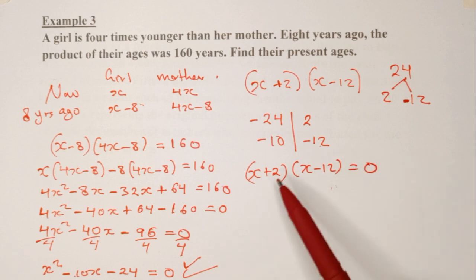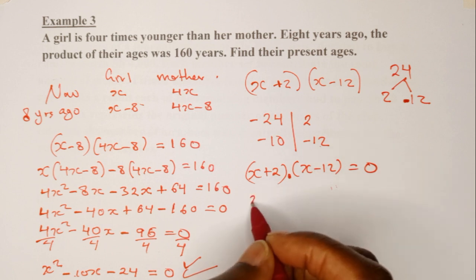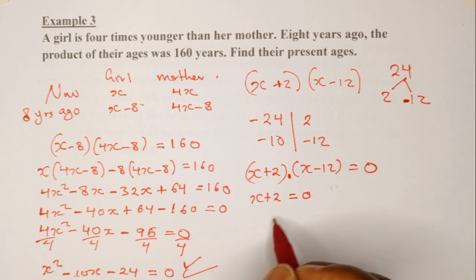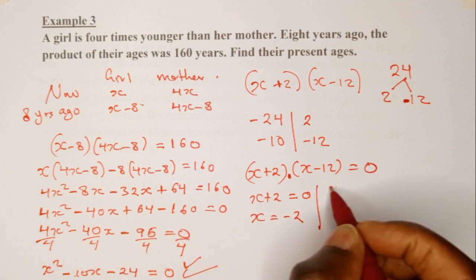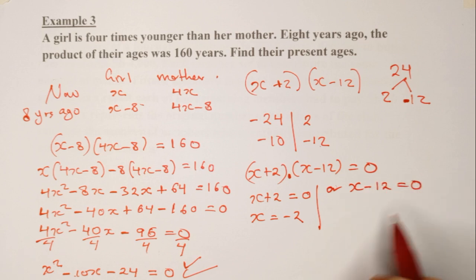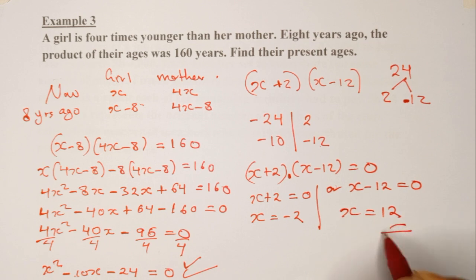So it either means this one is equal to 0 or this one is equal to 0. So we'll have x plus 2 equals 0, meaning if you take 2 the other side, x will be equal to negative 2. Or x minus 12 equals 0, meaning if you take 12 the other side, x will be equal to 12. So ages cannot be negative, so we ignore this one and our answer will be x equals 12.